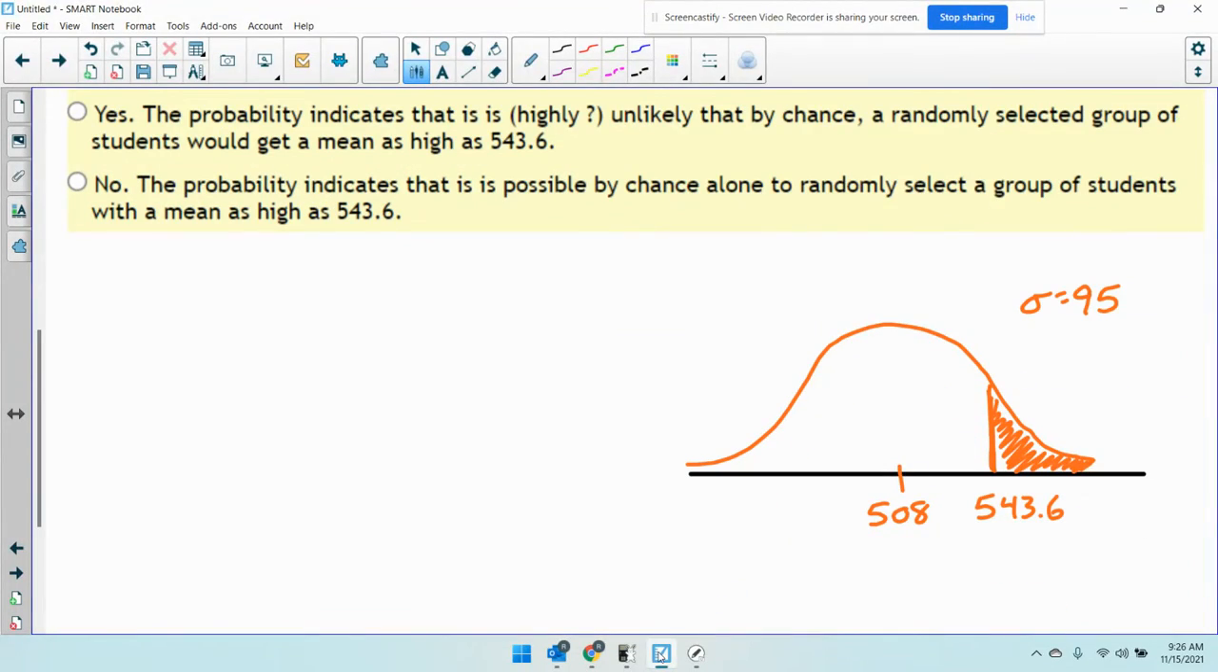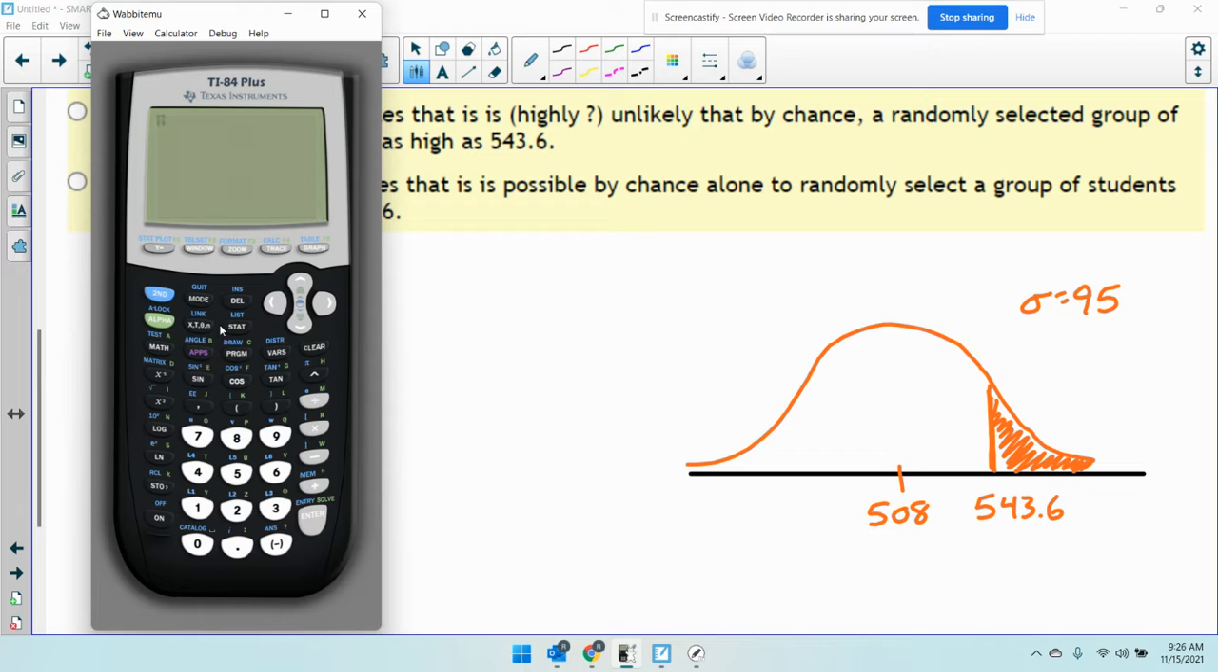543.6. So, back to my calculator. Normal CDF. My lower bound now is 543.6. There is no upper bound. This goes on forever. So to write that in the calculator, just pick a really big number, like 1 million or 10 million. Doesn't matter. Just make sure it's above like 100,000.